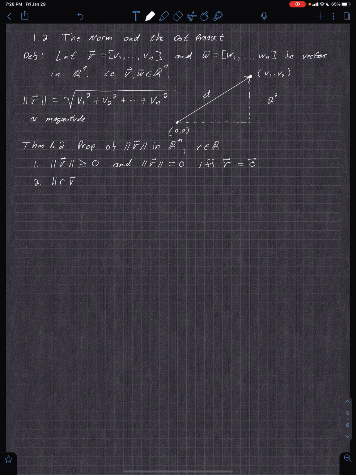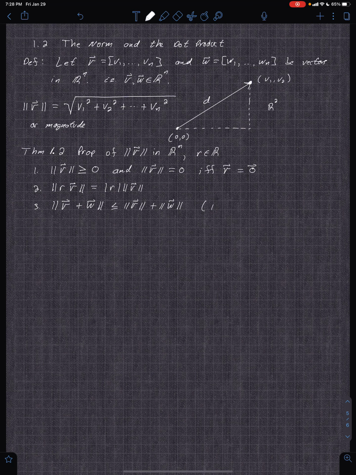We did this exact thing in Calc 3. You factor out the r, the constant, and you get absolute values. We'll prove that one. 3 is the triangle inequality. We'll prove this one as well. The magnitude of v plus w is less than or equal to magnitude v plus magnitude w. That's referred to as the triangle inequality. That essentially means that the sum of the other two distances combined must be greater than or equal to this distance. That's essentially what it's saying.